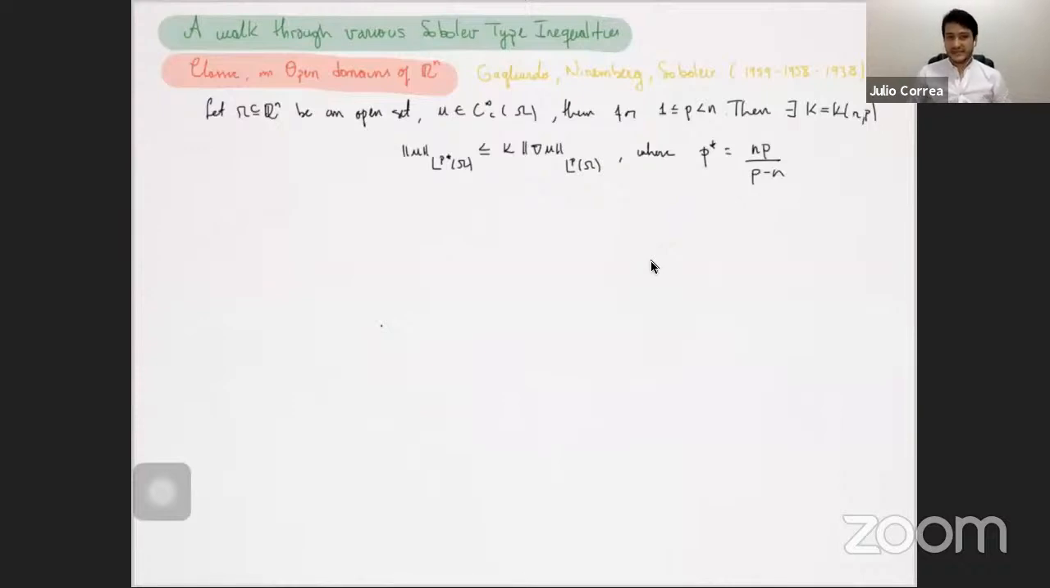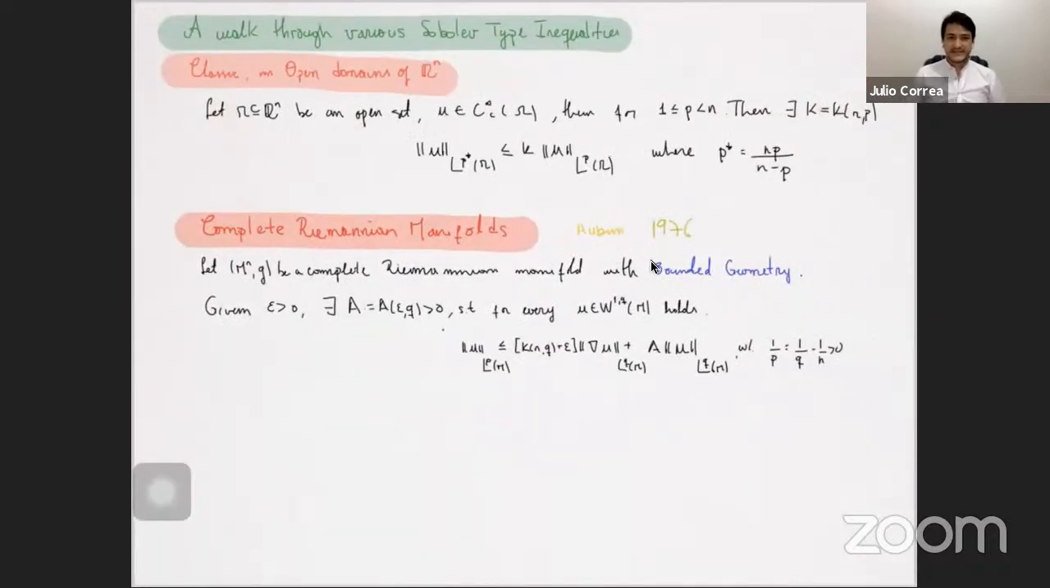For example, the classic one, which everybody knows, proved by Gagliardo, Nirenberg, and Sobolev, all working independently, with beautiful works, says that if I give you an open set and a smooth function compactly supported in the open set, I know that for every p between 1 and n excluded, there exists a universal constant, which I will name K, depending only on n and p, such that it satisfies this inequality, right? Okay, later in '76, Aubin proves the following.